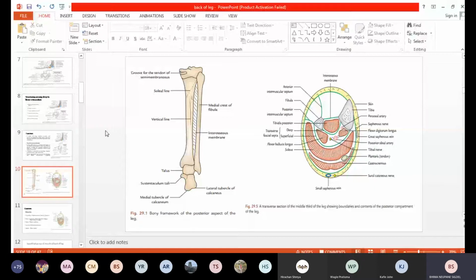Okay, so after that we are going to the muscular part. So here you can see the same bone we have already discussed.